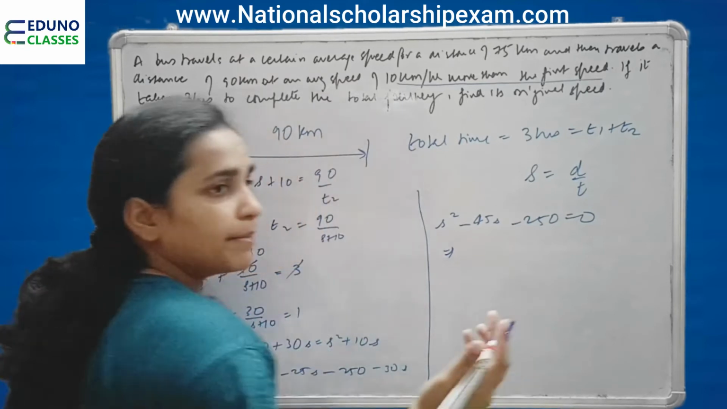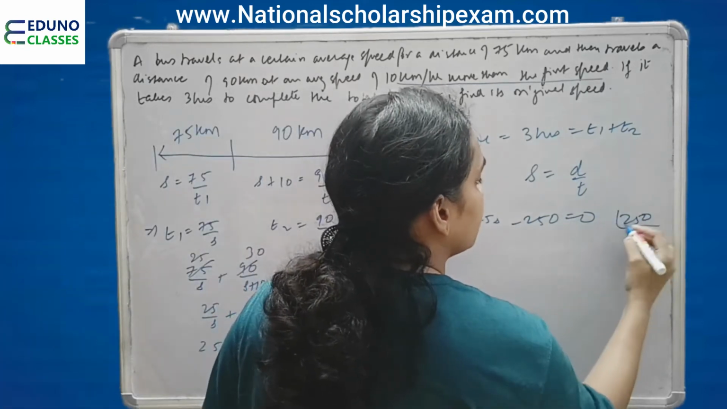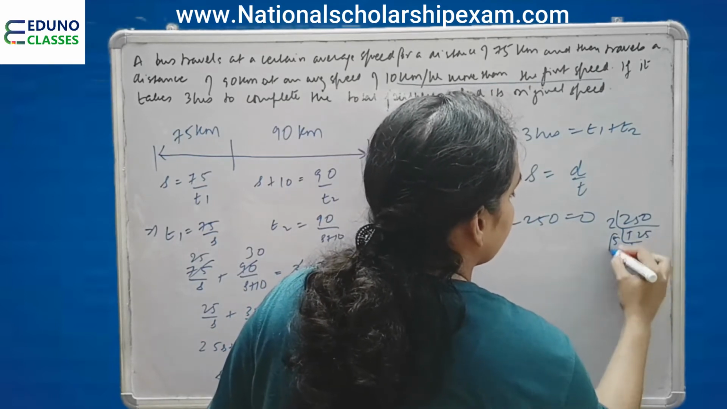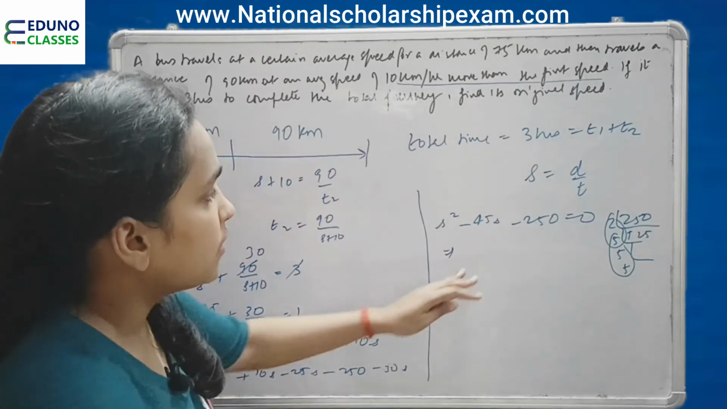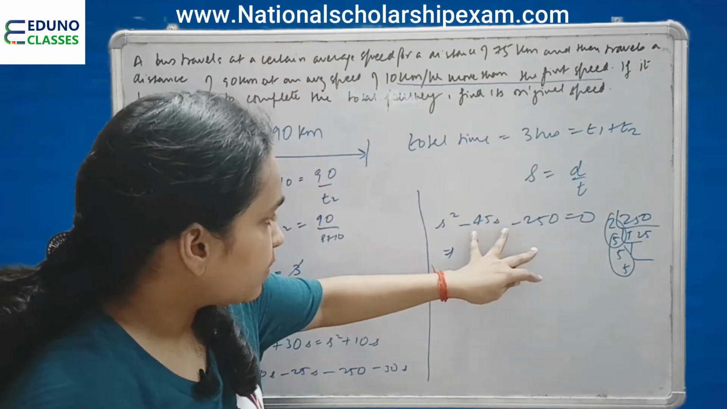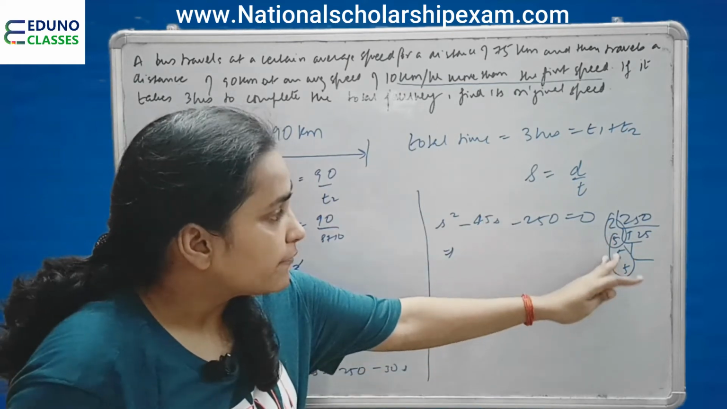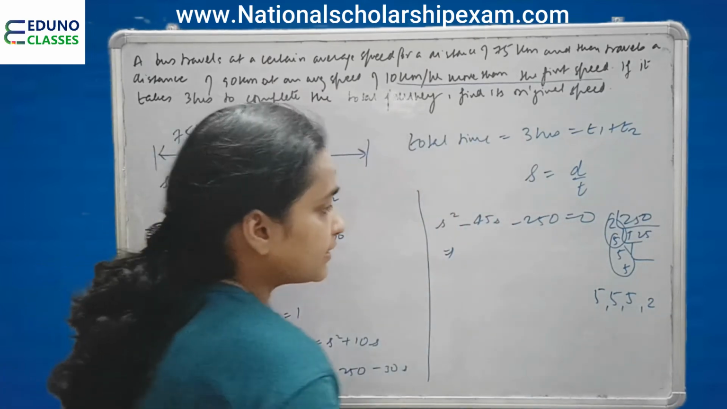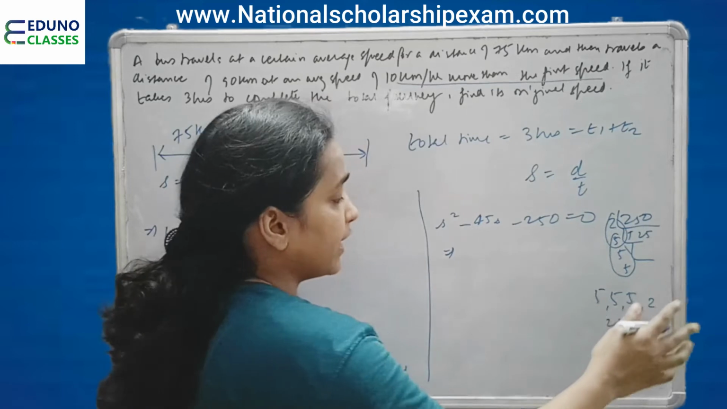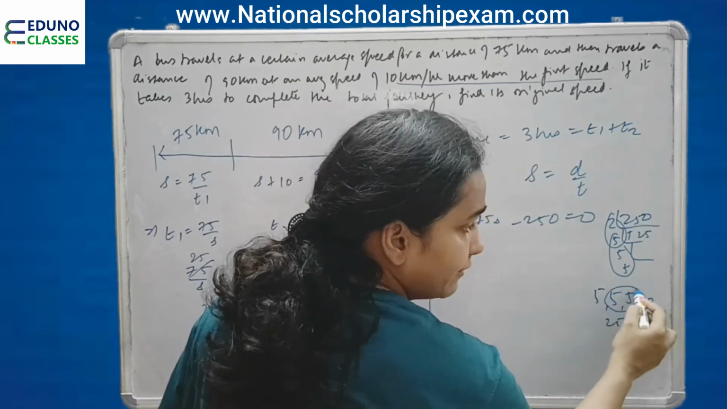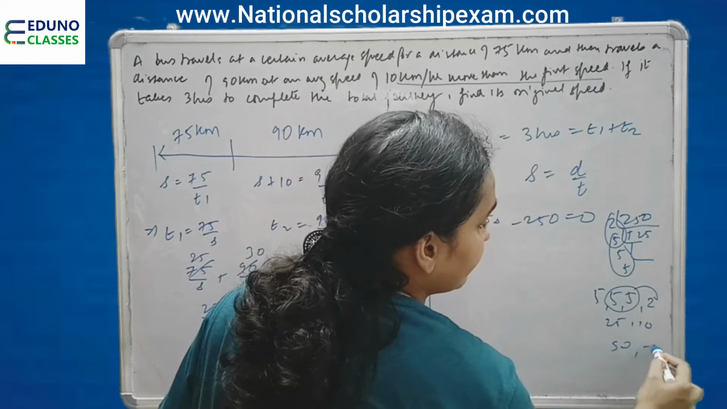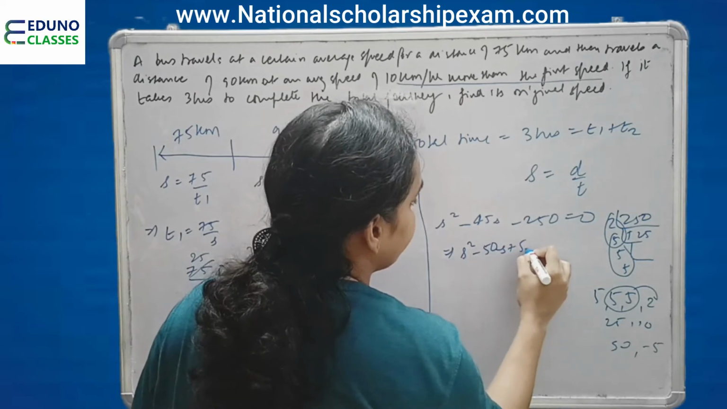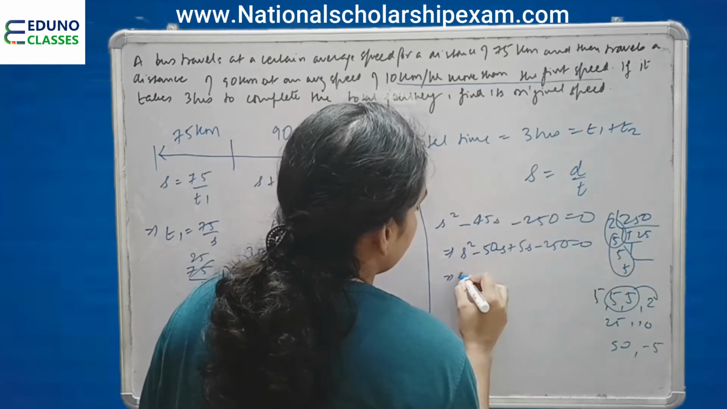Okay. Now by middle term splitting, 250 into... and I have to get 45 through 5, 5, 5 and 2. How can I get this? This gives me 25, this 10. No, I cannot get this. 5, 5 is 25 and 25 times 2 is 50, and 50 minus 5 will give me 45. Okay. So S square minus 50S plus 5S minus 250 is equal to 0.